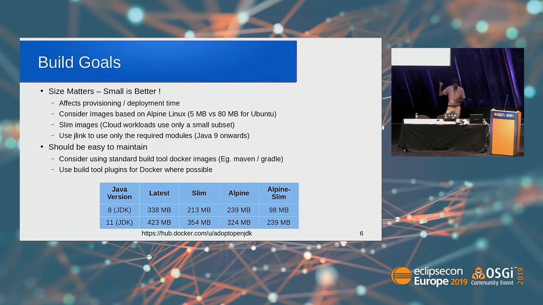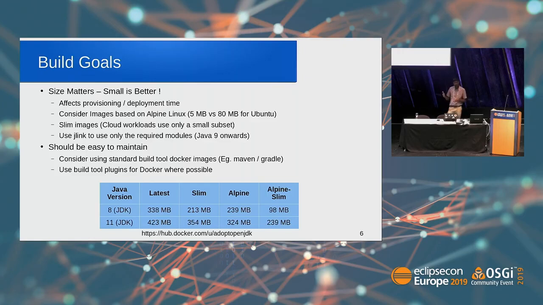One is Alpine Linux. If you don't know about that, you can check that out. It is just 5 MB in size versus 80 MB or so for Ubuntu. It just has musl libc and busybox.